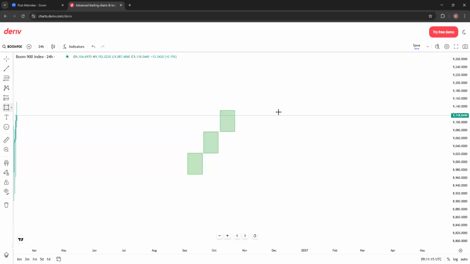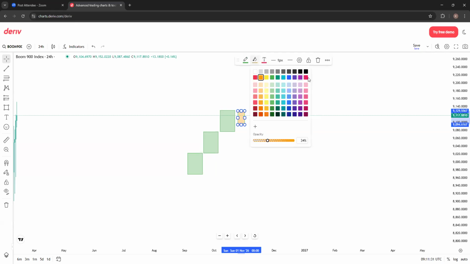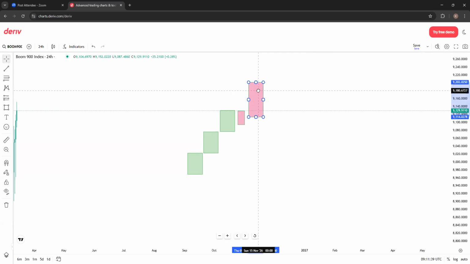For example, we can have a red candlestick that looks like this, a candlestick that trades in between candles. So I'll make it red. Sorry, this is orange. There's no red like this. Let me put it as red. Now, what you'll find is you continue going up as normal.